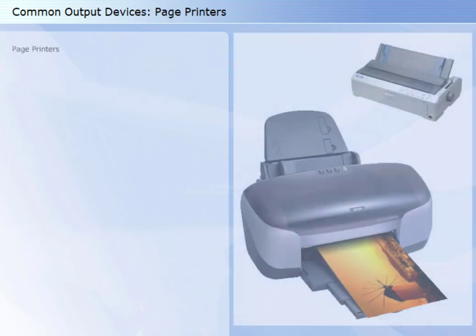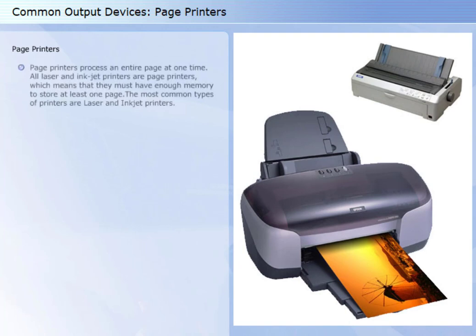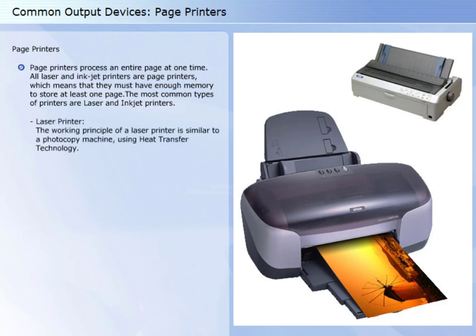Page printers. Page printers process an entire page at one time. All laser and inkjet printers are page printers, which means that they must have enough memory to store at least 1 page. The most common types of printers are laser and inkjet printers. Laser printer. The working principle of a laser printer is similar to a photocopy machine using heat transfer technology.